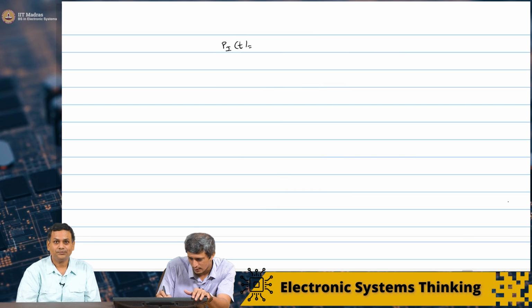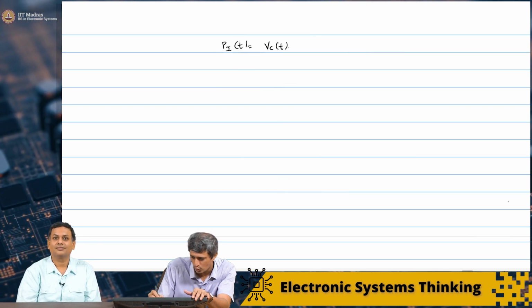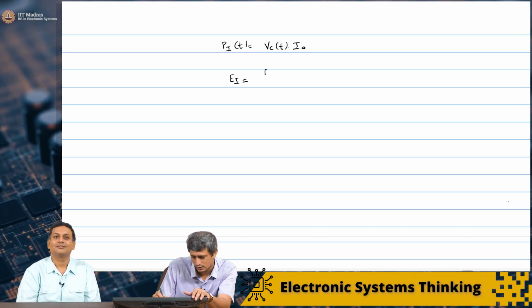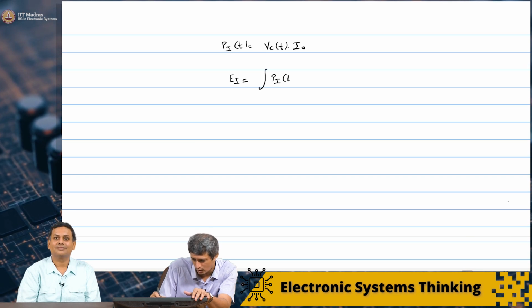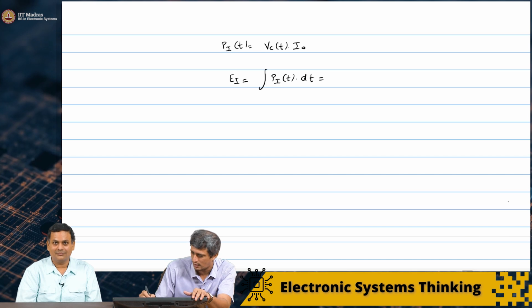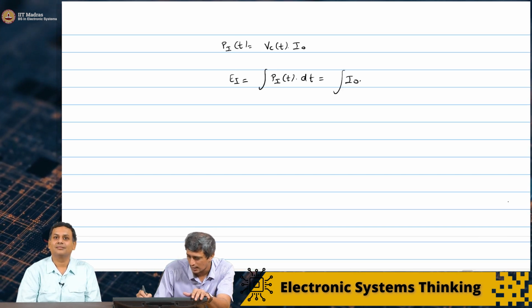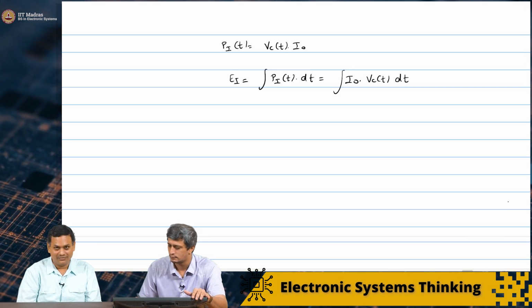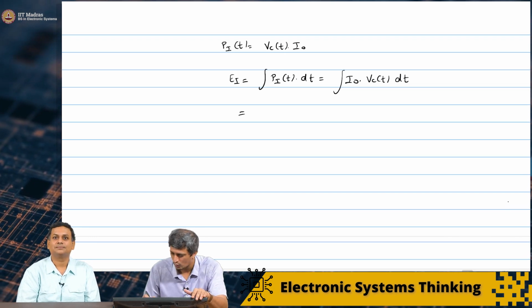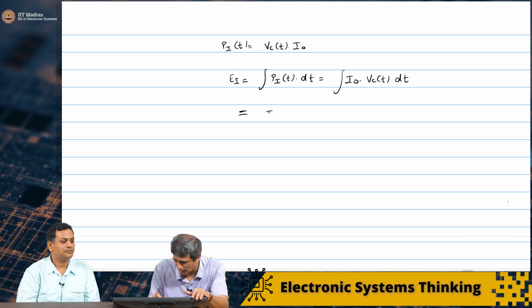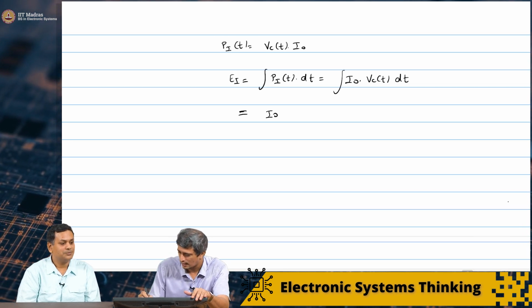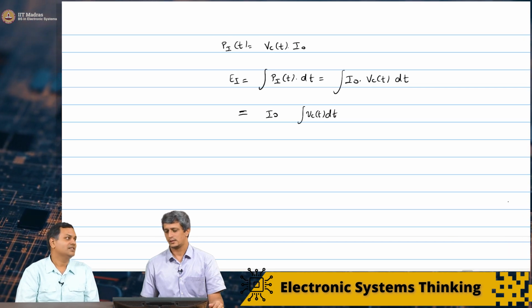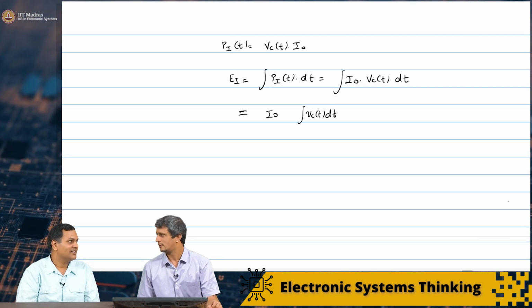Pi of T is Vc of T into I naught. And we said that EI is the integral of Pi of T dt. So this I will write as I naught into Vc of T into dt. Now let's see what we get out of this integral of Vc of T dt.